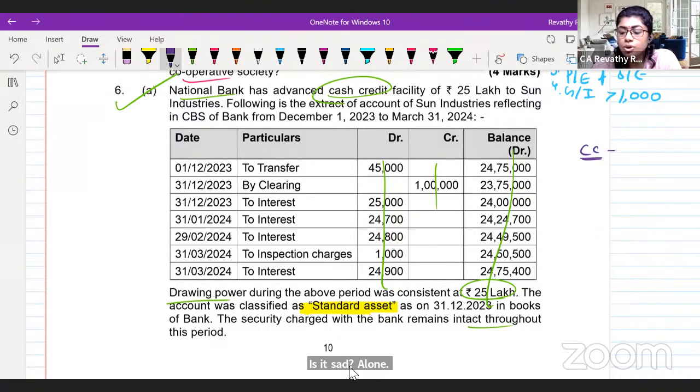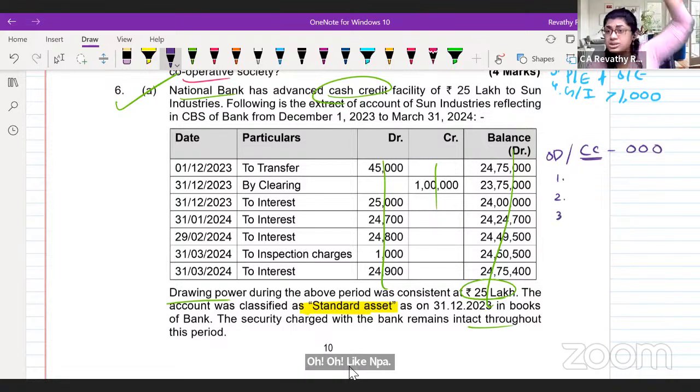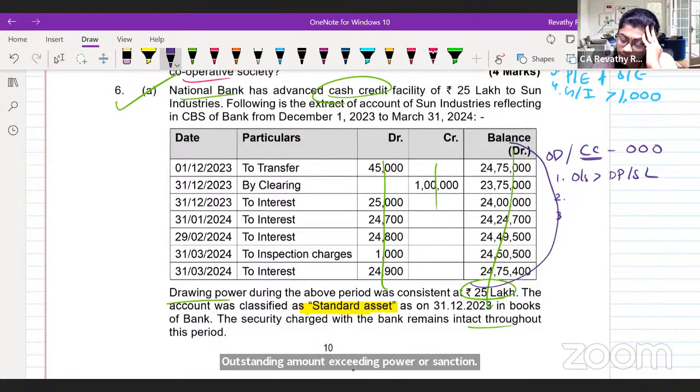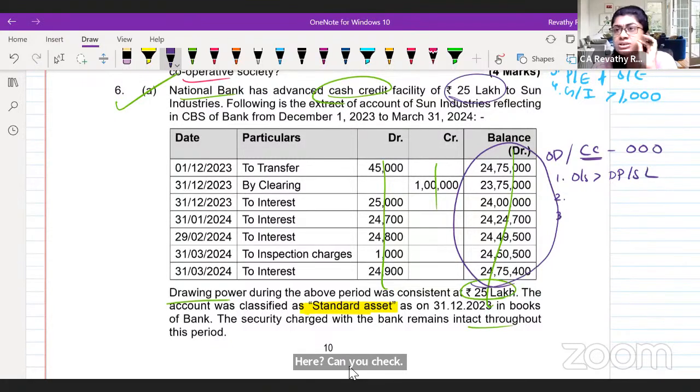CC or OD? ROD, bank overdraft. Okay. Oh, like NPA. How many cases we discussed in the MCQ? Outstanding amount exceed drawing power or sanction limit? Here, can you check? Outstanding amount, does it exceed 25 lakhs? Never.